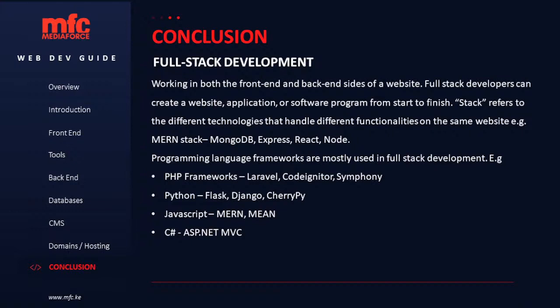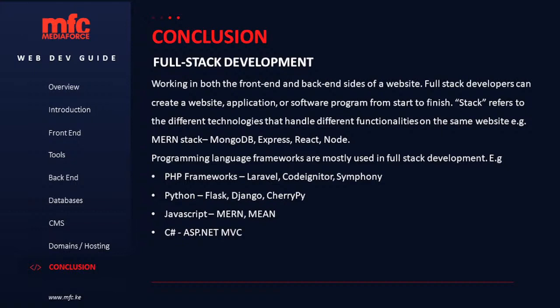Then for Python, we have Flask and Django. Those are the two most commonly used full stack frameworks for Python. And then also CherryPy. For JavaScript, we have the MERN stack and the MEAN stack. The only difference is the R and the A. The R is for React and the A is for Angular. So you can switch the front end depending on which JavaScript framework you learned.